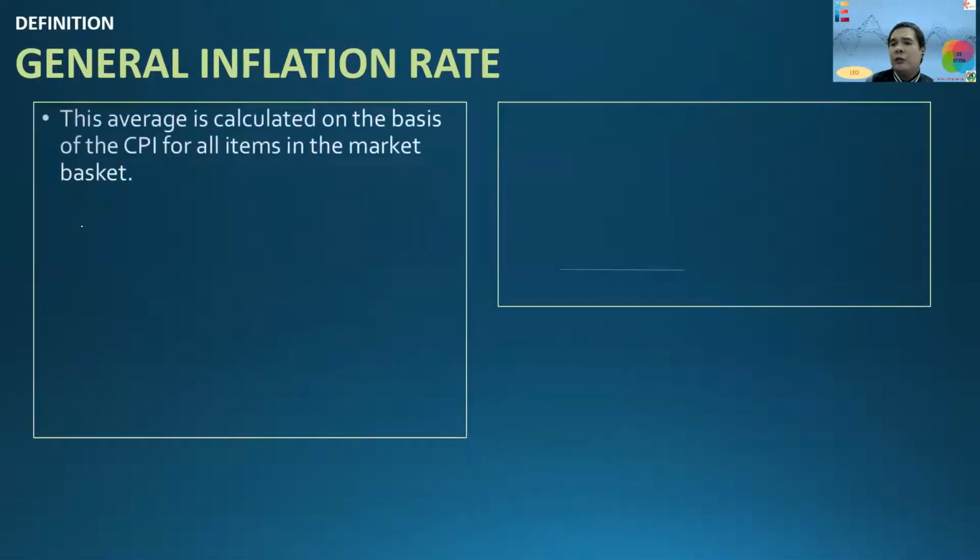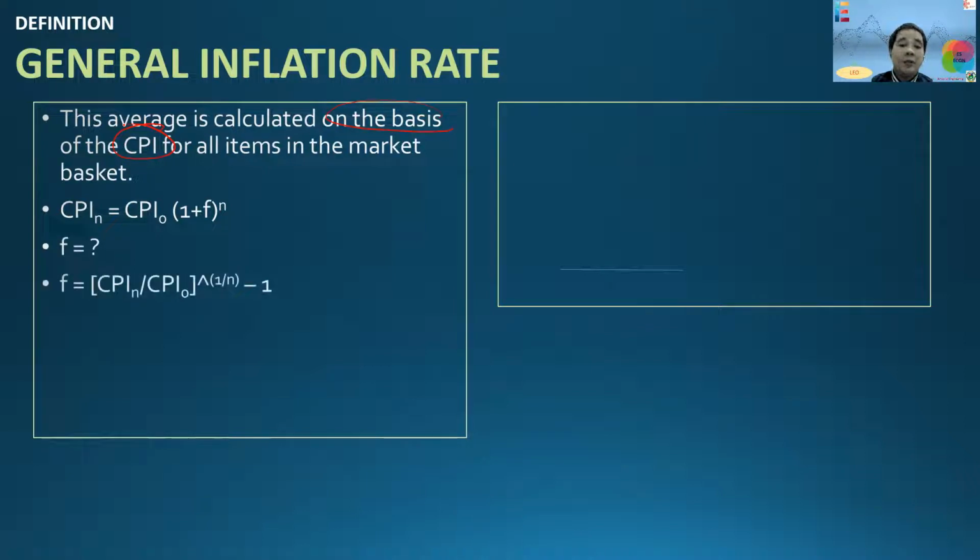So general inflation rate, what does that mean? This average is calculated on the basis of CPI for all items in the market basket. So CPI n is equal to CPI 0, or what we call the specific year, times 1 plus f to the exponent of n. Therefore, f is equal to CPI n over CPI 0 to the exponent of 1 over n, minus 1.